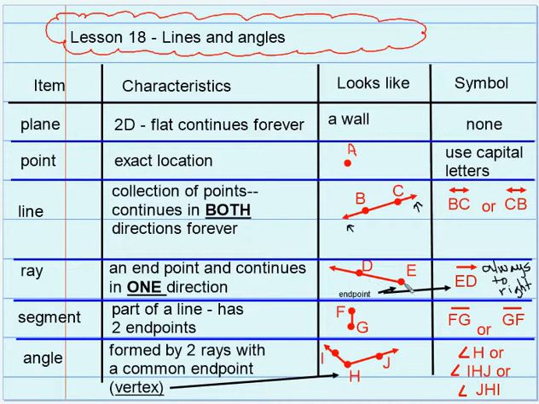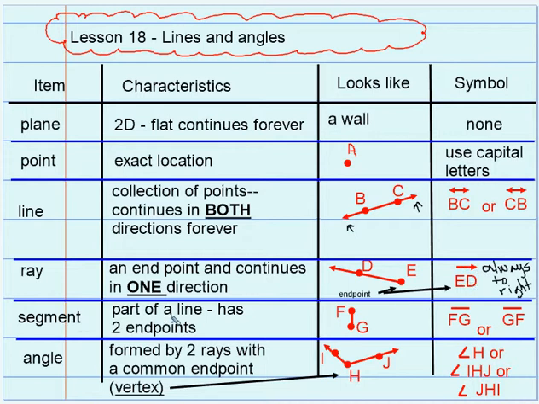Okay, now notice that our ray goes to the left. That's okay. Rays can go in any direction they need to go in, but we always put that symbol with the arrow telling us that it's a ray to the right. But you start with the end point. Okay, so notice our end point was E, so we put E at the end point of the ray, and D is the direction that the ray goes through.